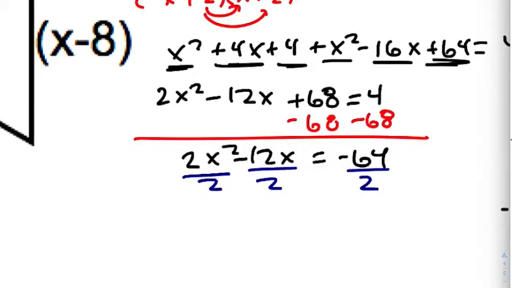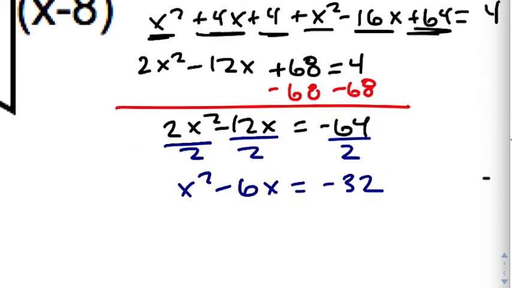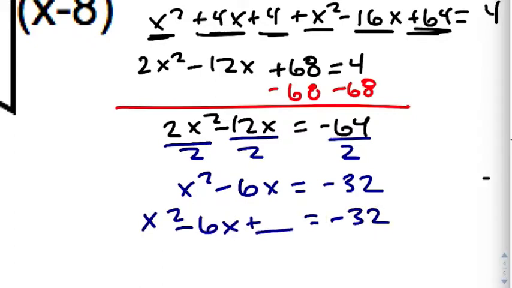Okay, and so we end up with x squared minus 6x is equal to negative 32. All right. Now let's go ahead and complete the square. So we have x squared minus 6x plus some unknown number is equal to negative 32. That unknown number, well, the squared binomial is going to be x minus 3. And so that unknown number is going to be 9, which I also have to add to the right-hand side.